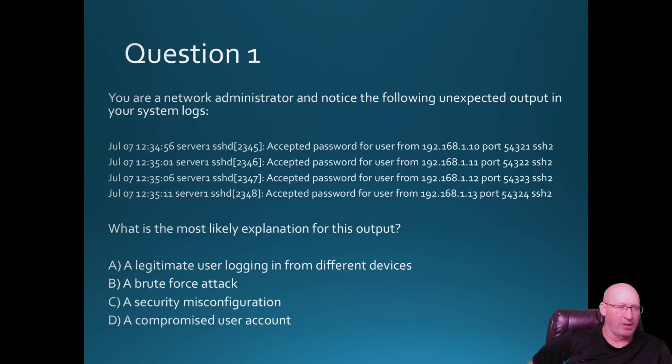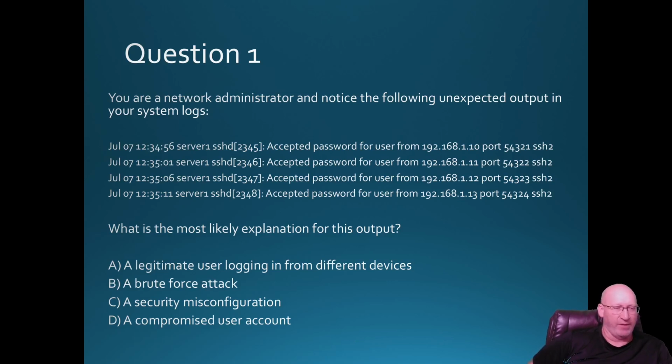Now, we can see here on our logs that the log is coming in on July 7th at 12:34 to 12:35. We can see it's all against the same server using SSH, and we see the log numbers. We can see the password accepted for our user from different IP addresses, all the way down from 10 down to 13. And they're on different ports as well using SSH. So we see 54,321 all the way through 324. So those are our hints right there.